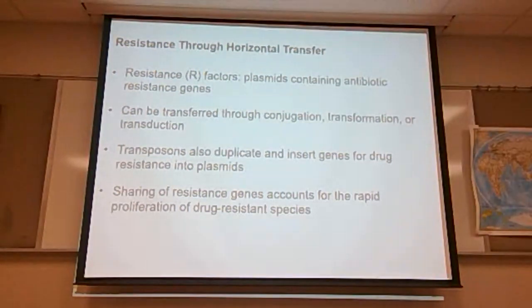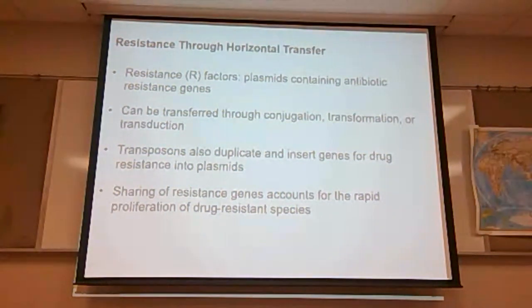Horizontal transfer is the result of what are called resistance factors. These are plasmids found within one group of bacteria that contain an antibiotic-resistant gene. These can be transferred from one bacteria to another through conjugation. Conjugation would occur between bacteria of the same species, or transformation, or transduction. And those last two can actually move these plasmids from one bacteria species to another.